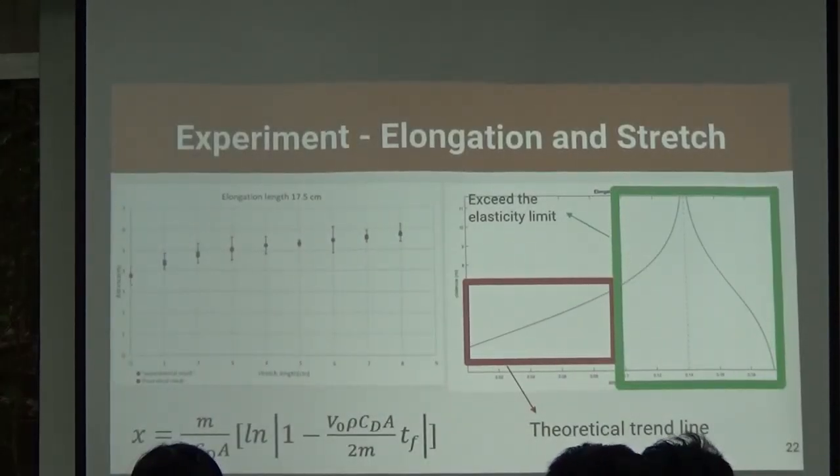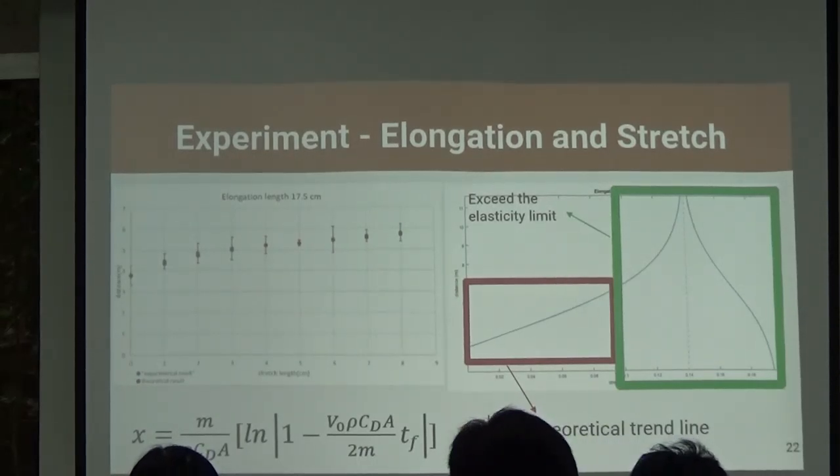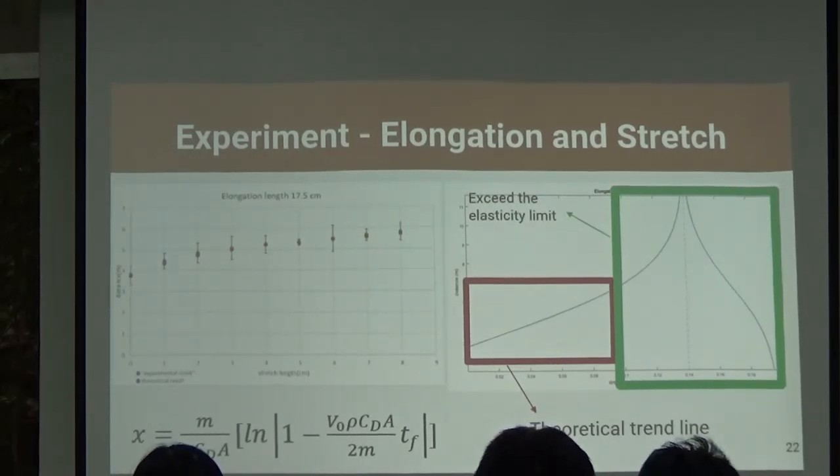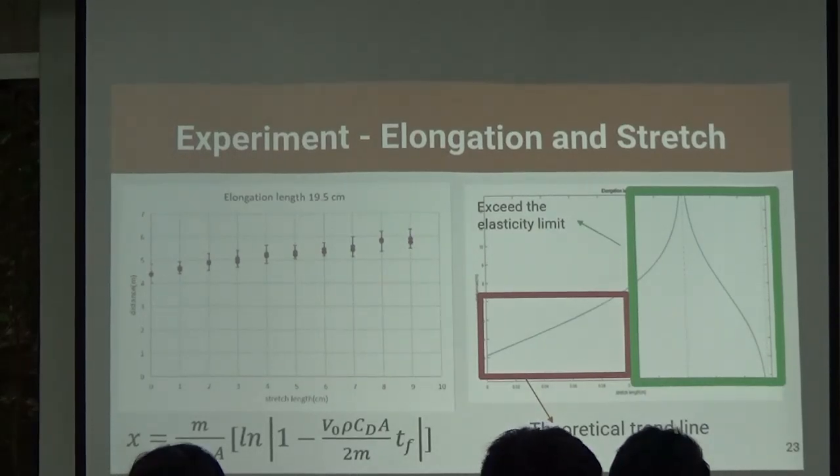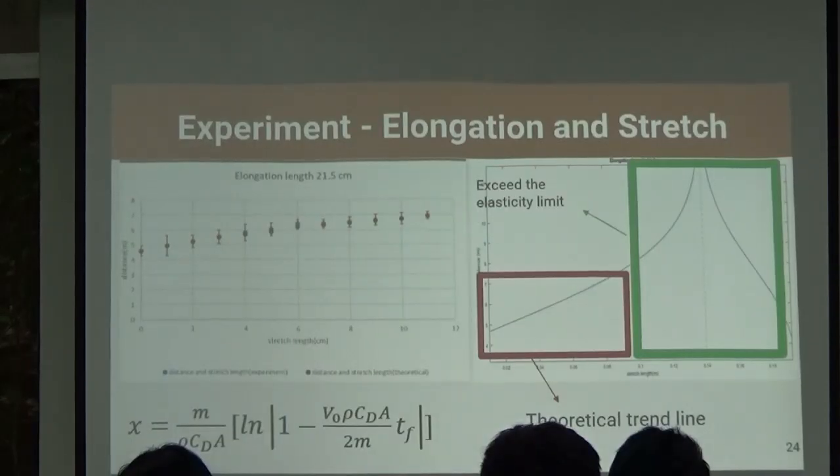And as shown, as the elongation length increases, there's a general increasing trend of distance compared to the last graph. The 19.5 centimeters also has the same trend as the former one. And so this 21.5% is the increase in elongation through the stretching length.